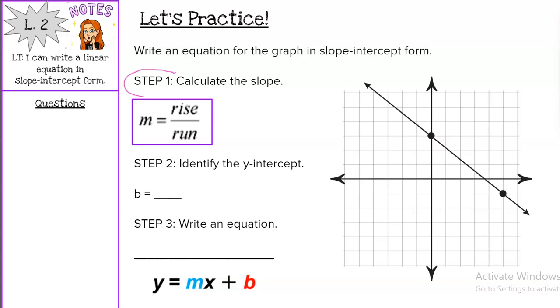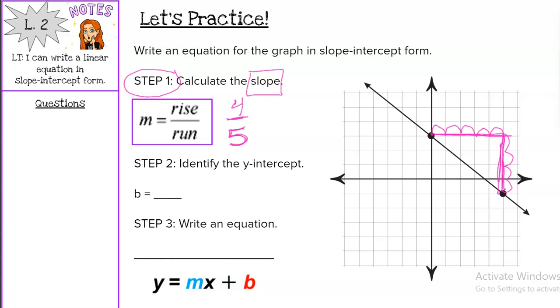Step 1, calculate your slope. So do that rise over run. Make that triangle. Rise, we go 1, 2, 3, 4. So our rise is 4 over our run, 1, 2, 3, 4, 5.